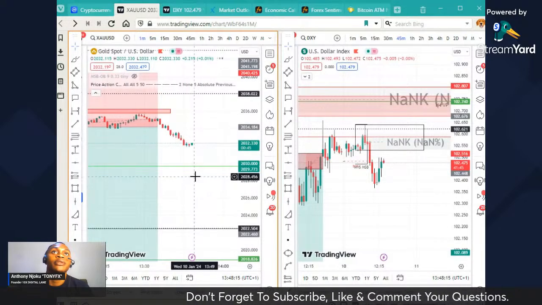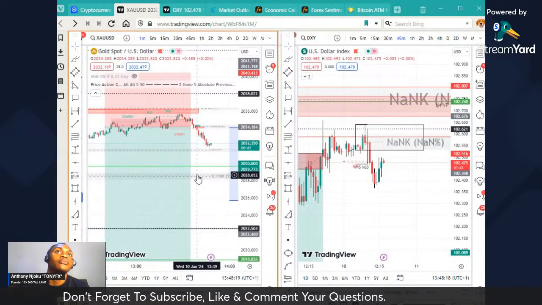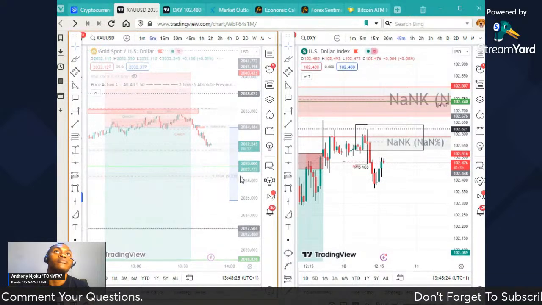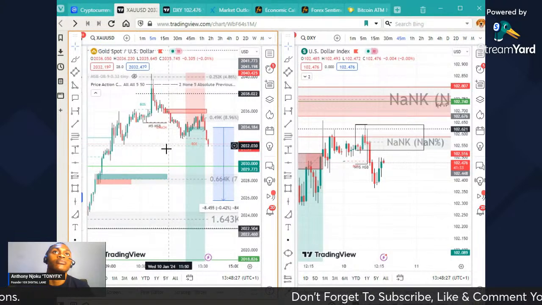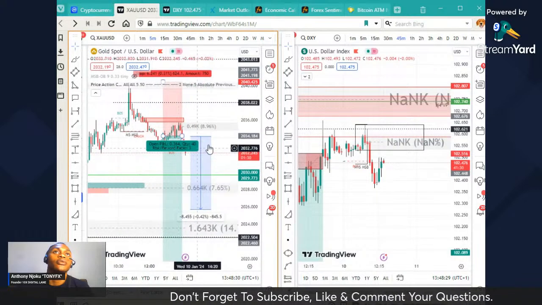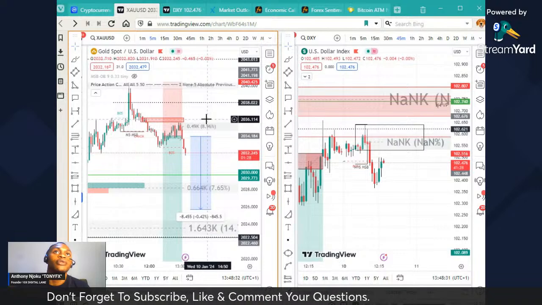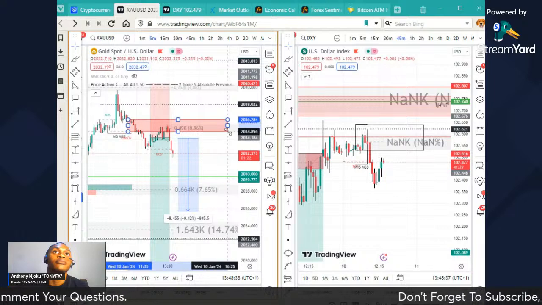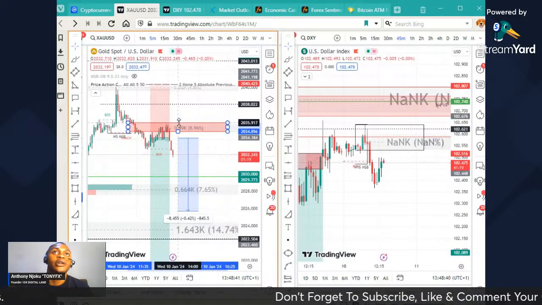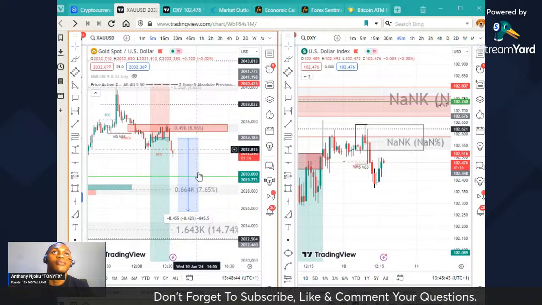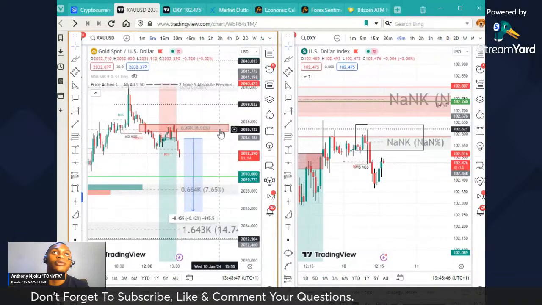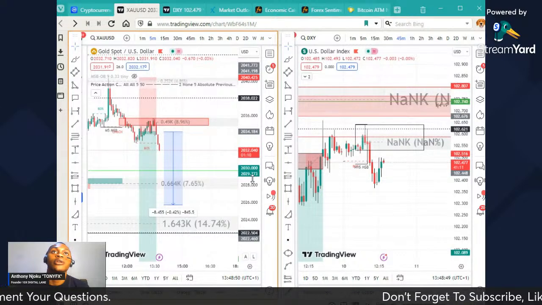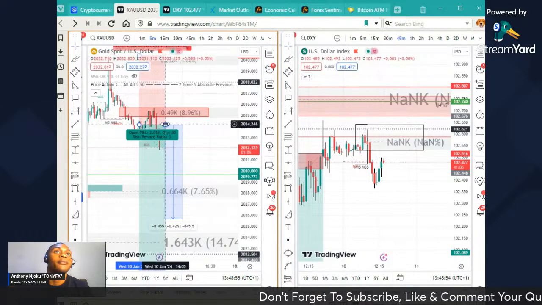Let me see what happened on the 1 minute. So we just created a new break of structure and a new order block for entry over here, which if we see a reversal back to this order block, the market could continue selling. This is now the new resistance and also the new area of interest.